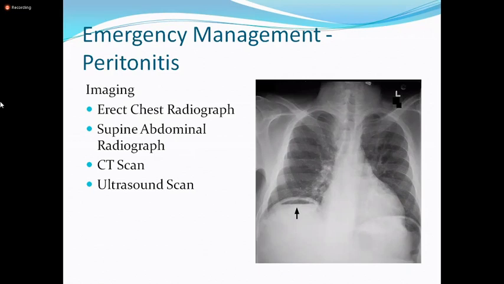Now coming toward the imaging. The first important investigation is to order an erect chest X-ray. It will show you the gas and the diaphragm. Here you can see in the picture, the arrow is showing you free gas under the right dome of the diaphragm.